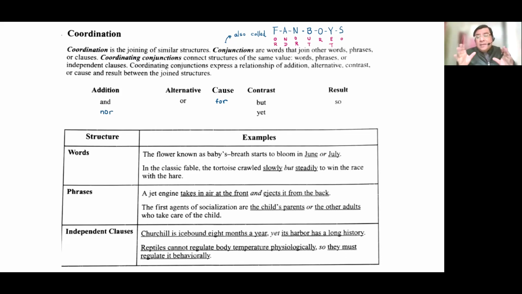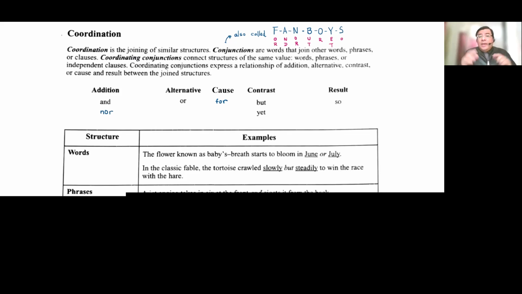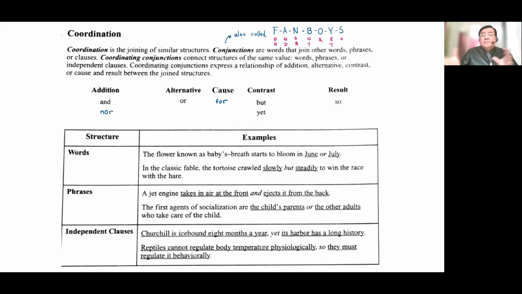So we have 7 expressions that you can see listed above, right? For, and, nor, but, or, yet, and so. And we use them in different cases to express different relationships between words or clauses.